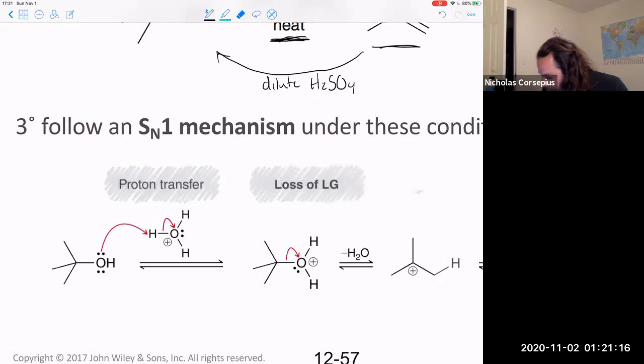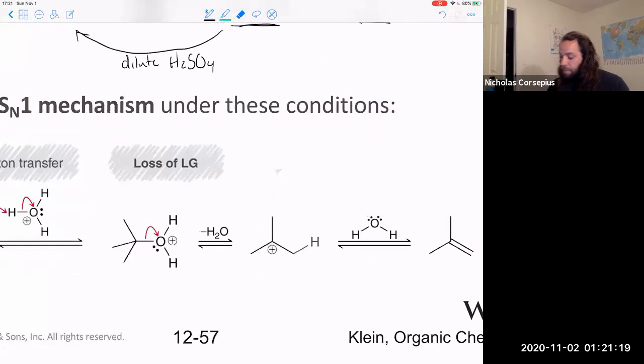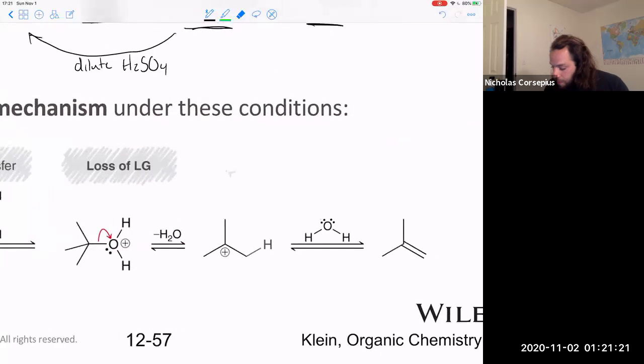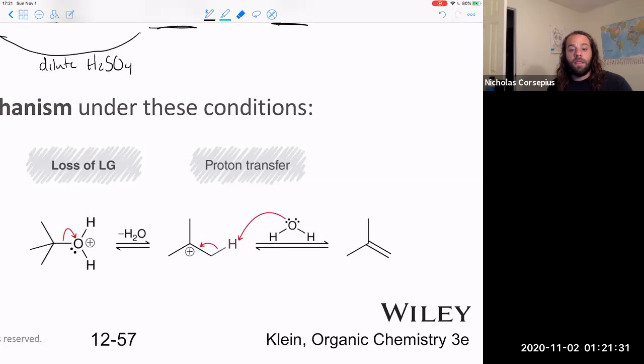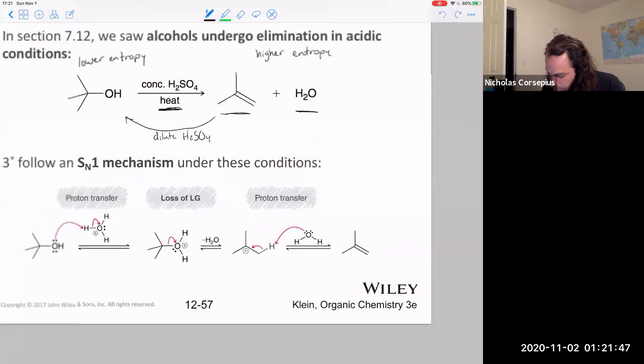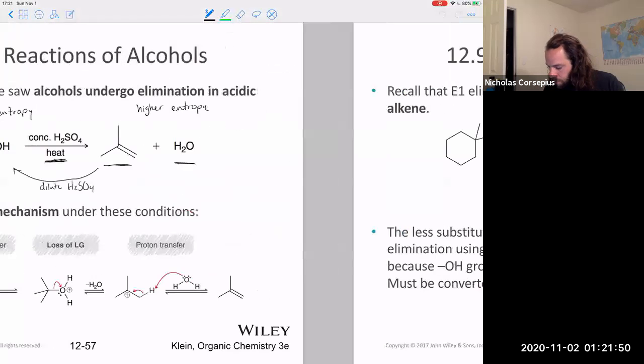So then the second step is that loss of leaving group. Then we have this carbocation. That carbocation will then undergo a proton transfer where the water reaches out and grabs that proton, and then the electrons that were in this carbon-hydrogen bond now form your double bond. Okay, so again, just like we saw with the HBr and the HCl, it's all about making that alcohol group into a better leaving group.